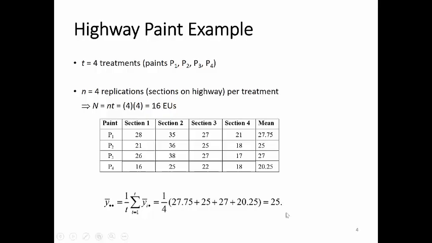Just looking at this with some of the notation that we've used before, remember T is our number of treatments. So here we have the 4 types of paint, which we'll call P1 through P4. There's 4 replications. So replications are the number of times you see each treatment. It's balanced here. So we see each type of paint on 4 sections of the highway for a total of 16 experimental units. And just recall some of our notation, the Y double dot bar, that's your overall mean, right? So if you sum all of these up and divide by the 16, or you take each mean and divide by 4, we get a total of 25 as our overall decrease in reflectivity.